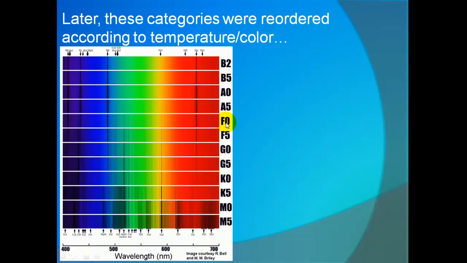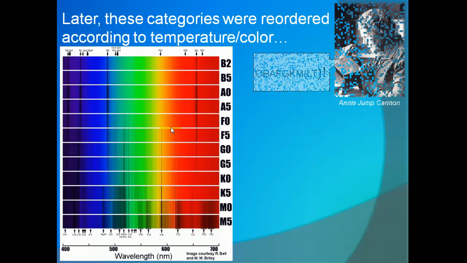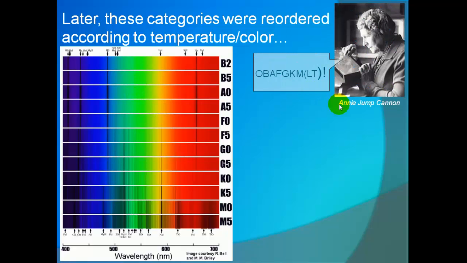B, A, F, G, K, M. These are going to be the hottest stars, and these are going to be the coolest stars. A lot of this was done by somebody called Annie Jump Cannon around 100 years ago in America. So O, B, A, F, G, K, M are the categories of stars.